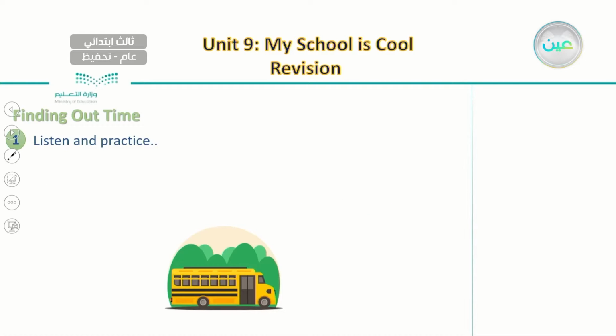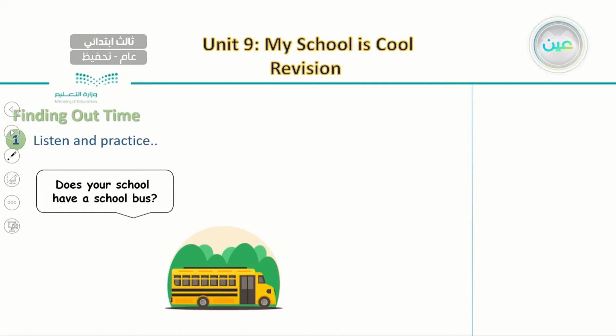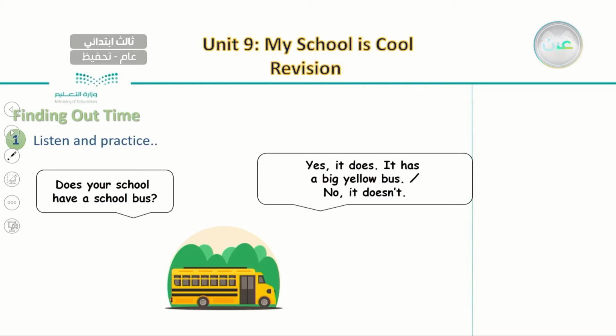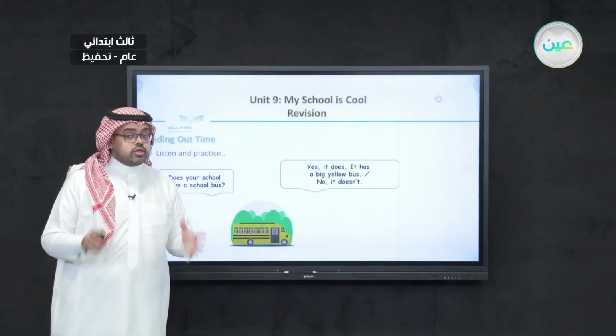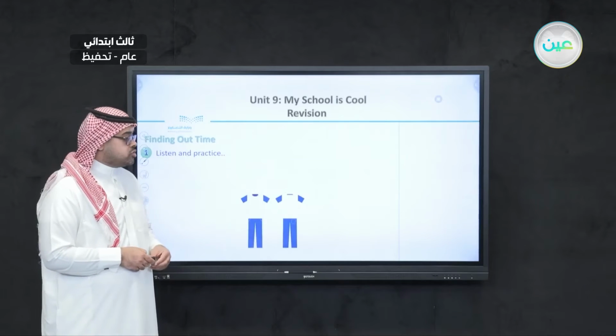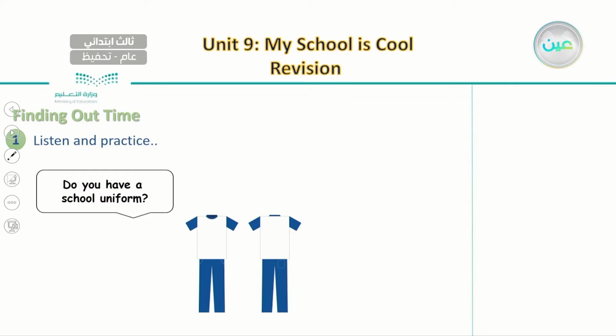And also the fourth question, which is about the school bus. Does your school have a school bus? If the answer is yes, you can say, yes, it does. It has a big yellow bus or it has a big white bus. And if the answer is no, you can say, no, it doesn't. Also, we practiced one more question about your school, which is, do you have a school uniform?